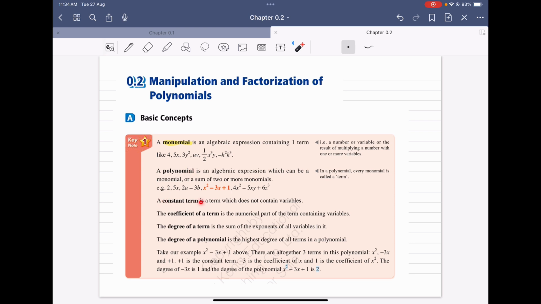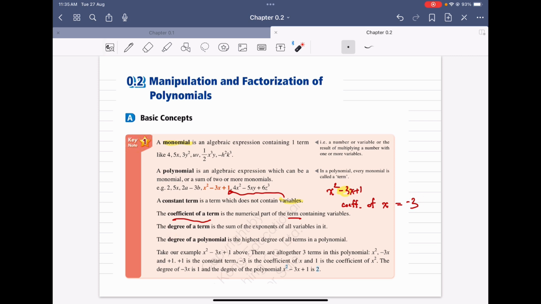And then what is the constant term? Constant means you don't have any variables. So for example, for this polynomial, 1 is the constant term. And what is the coefficient of a term? It's the numerical part of the term. So if you have x squared minus 3x plus 1, the coefficient of x is minus 3, because we look at this term. You have to include the negative sign here, because you can say it's x squared plus negative 3x. So the coefficient is negative 3.